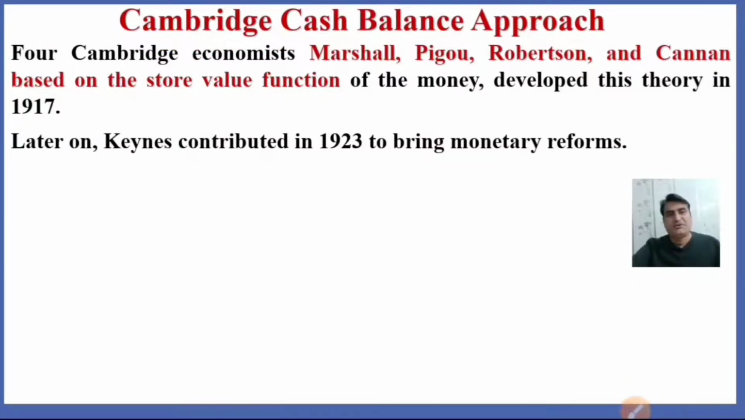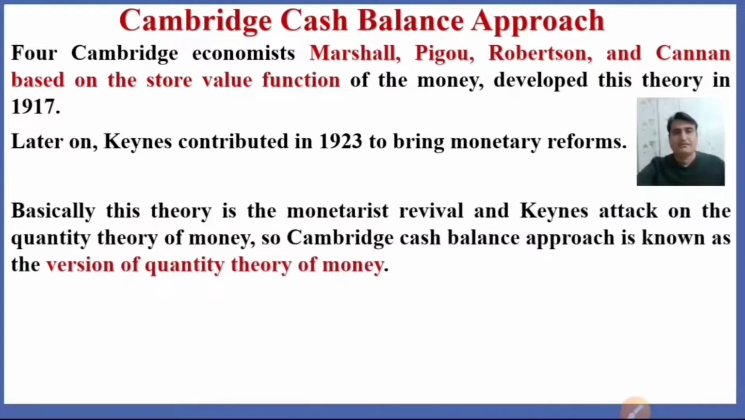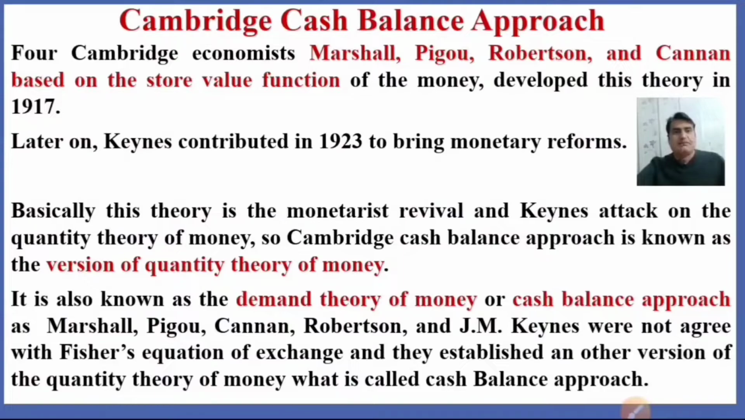Later on, Keynes contributed in 1923 to bring monetary reforms. Basically, this theory is a monetarist revival and Keynes' attack on the quantity theory of money. So the Cambridge cash balance approach is known as a version of the quantity theory of money. It is also known as the demand theory of money or cash balance approach, as Marshall, Pigou, Robertson and Keynes did not agree with Fisher's equation of exchange, and they established another version of the quantity theory of money, called the cash balance approach.